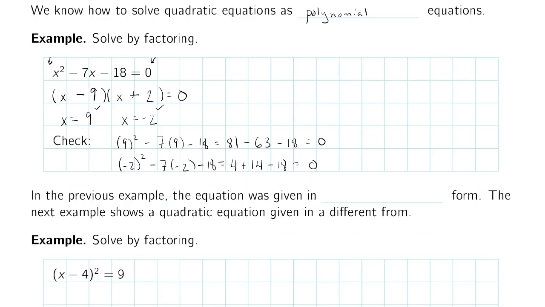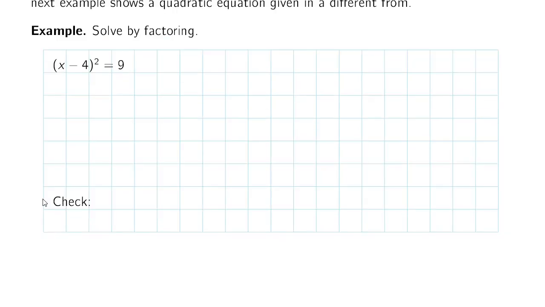Now, in the previous example, the equation was given in standard form. Of course, polynomial equations aren't always given in standard form. If they're given in a different form, we need to rewrite them. So for example, we might be given a quadratic equation in the following form. We have x minus 4 all squared equals 9. Now you might be thinking, I think I know an easier way to solve this equation without multiplying it out. And you're right. We're doing it this way for a reason.